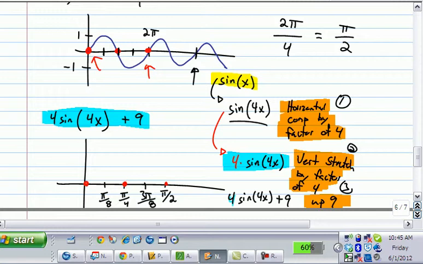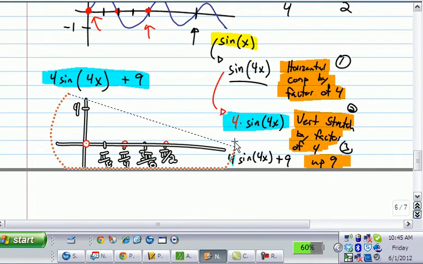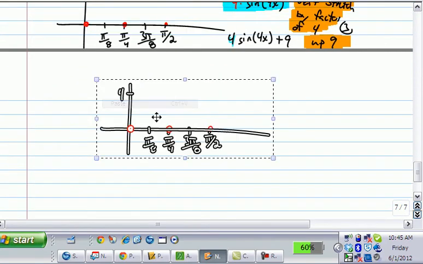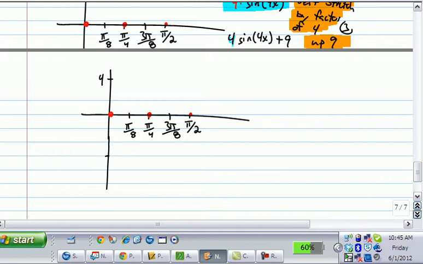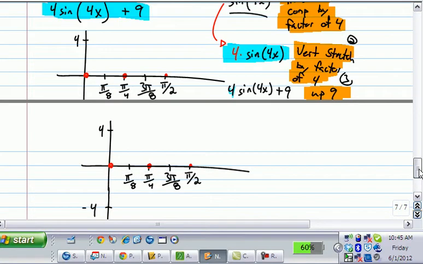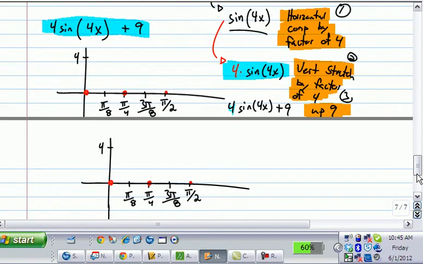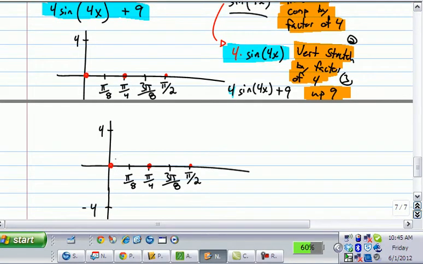Now that vertical stretch is going to affect the peaks and the valleys. How high did the peaks and valleys used to be on the original graph? 1. So how high are they now? 4. 4, negative 4. Okay. So if I stopped there, if I didn't have that third transformation to do, so this is without the third transformation, I still got the same basic shape. That would be one cycle.